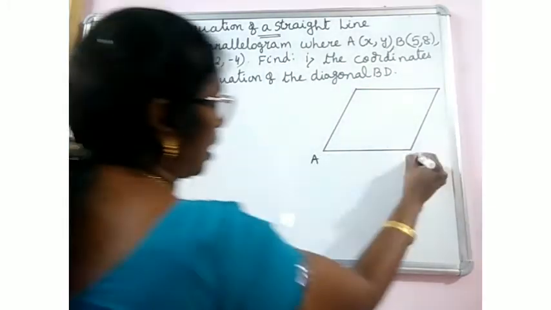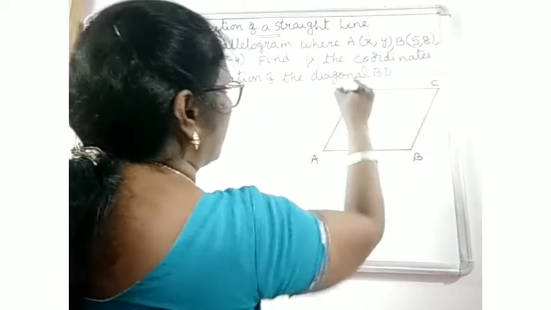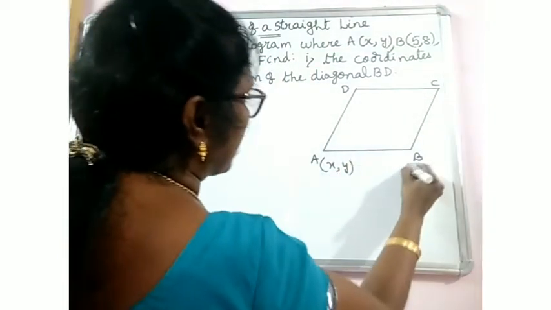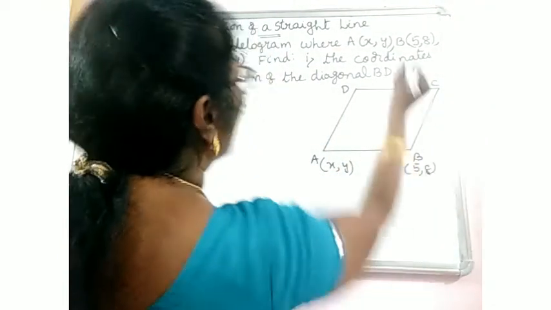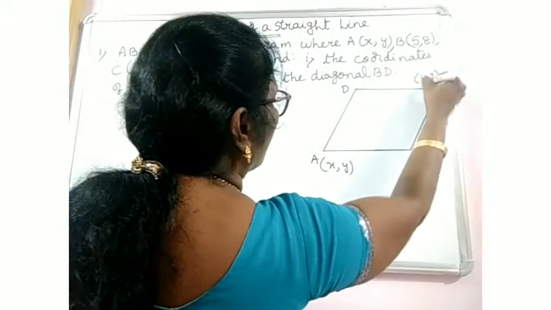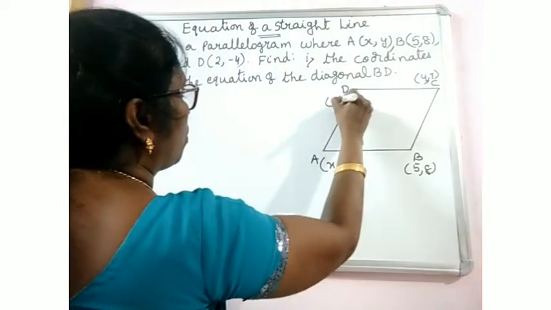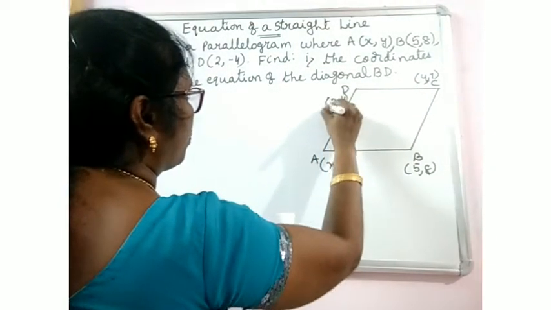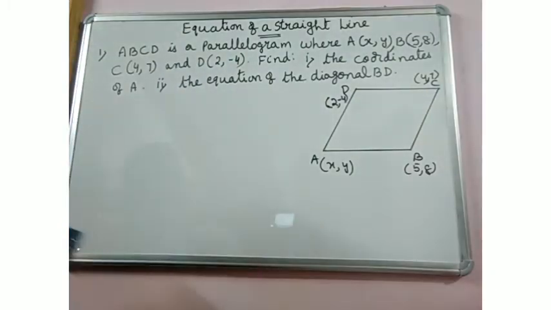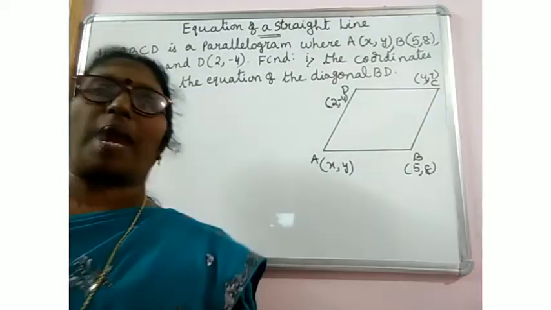Let me write A, B, this is C, D. Coordinates of A are given as (x, y). Coordinates of B are (5, 8). Coordinates of C are (4, 7). And coordinates of D are (2, -4). If it is so, we have to find the coordinates of A. It is also given that ABCD is a parallelogram.